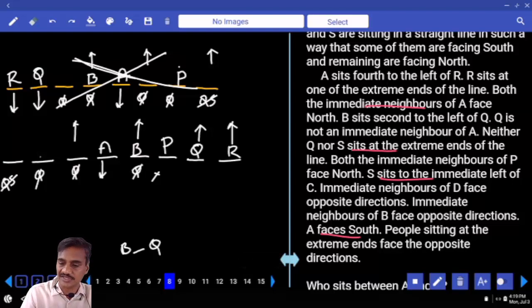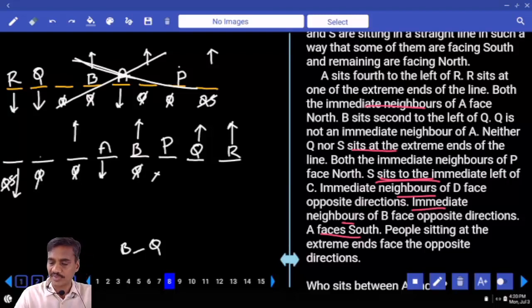And S and C are adjacent to each other, and S sits to the immediate left of C. Immediate neighbors of D face opposite directions. These two persons are opposite, and now this person must be facing south.